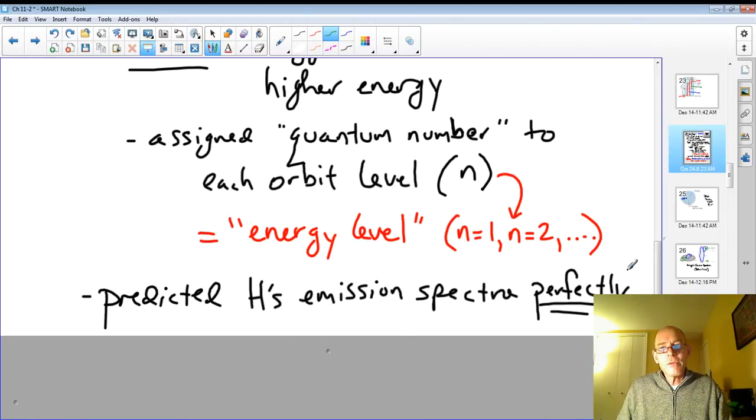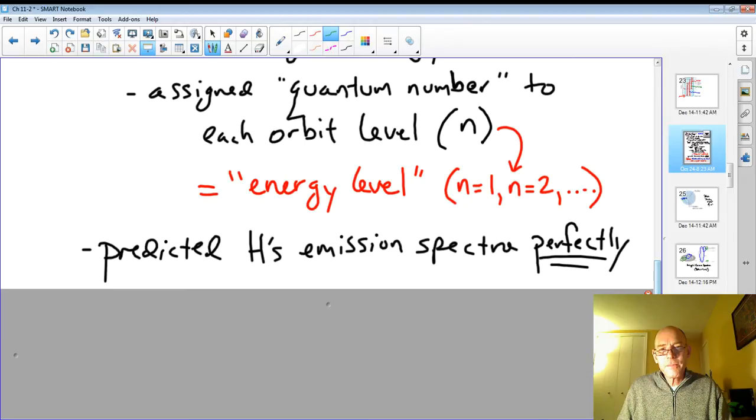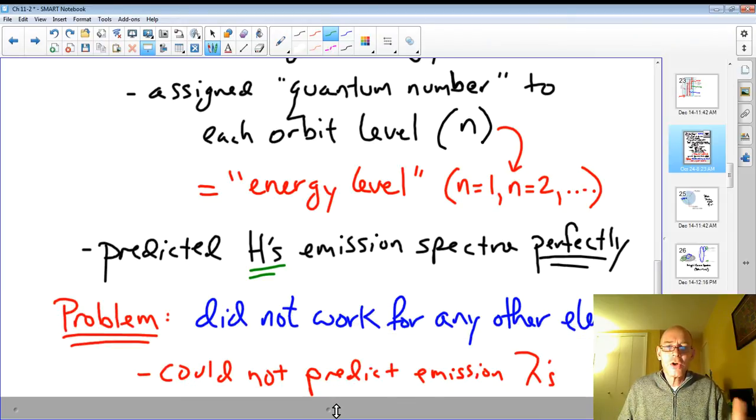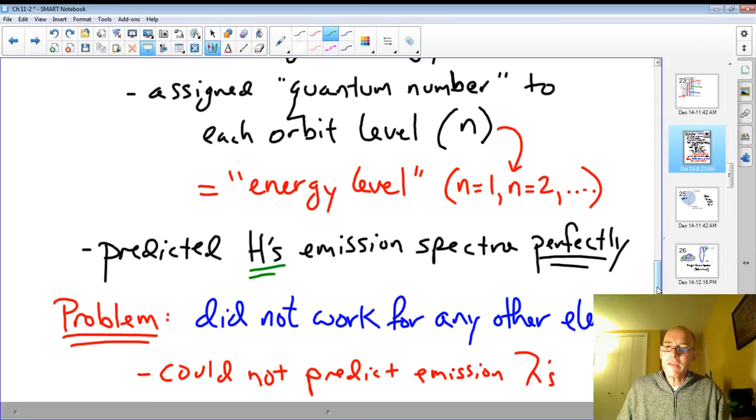The problem with Niels Bohr's work was this. He predicted hydrogen's emission spectrum perfectly, but it didn't work for any other element. He could not predict the emission wavelengths, the colors in an emission spectrum for any other element other than hydrogen. And I think the answer should be obvious because it's complicated. You have more than one electron.